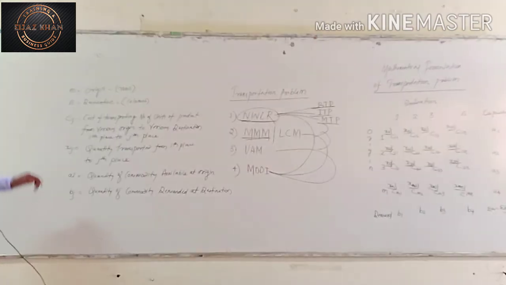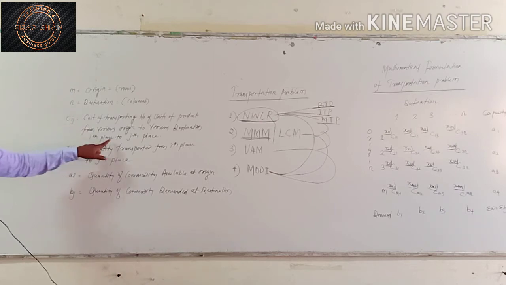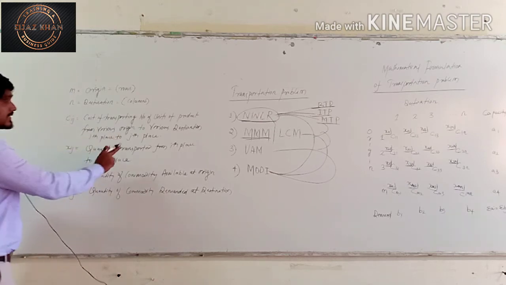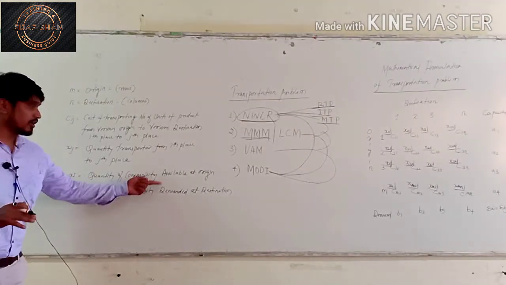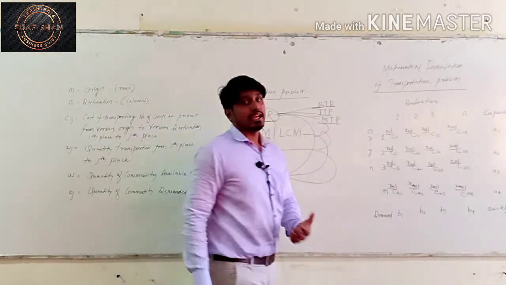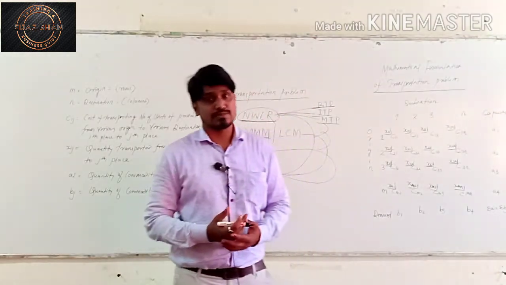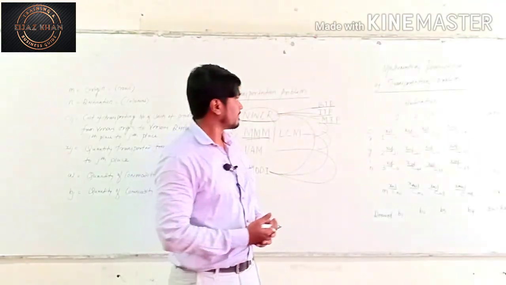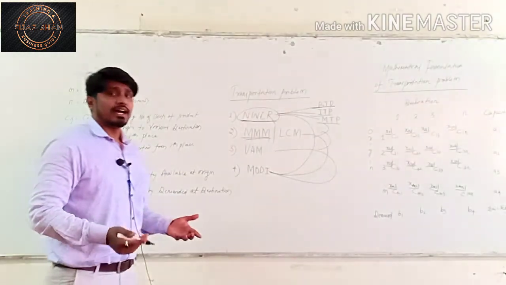This is the abbreviation: M stands for origin, N for destination, CIJ is the cost of transporting a number of units of a product from various origins to various destinations. It is nothing but ith place to jth place. XIJ is the quantity transported from ith place to jth place. AI is the quantity of commodity available at origin, and BJ is the quantity of commodity demanded at the destination. This is all about the theoretical aspect of the transportation problem, my friends. If you have any query, any question, you can ask.